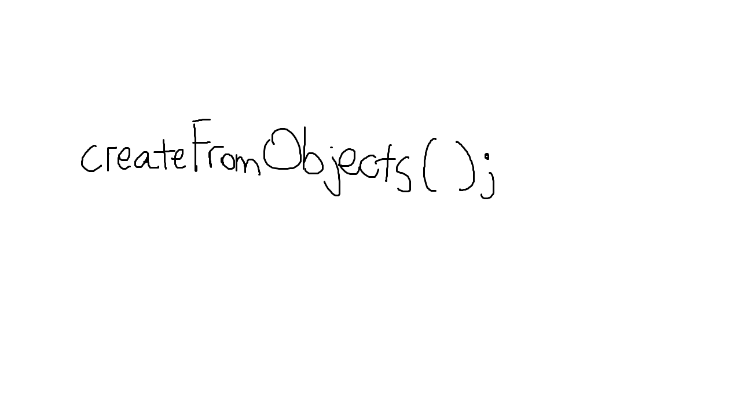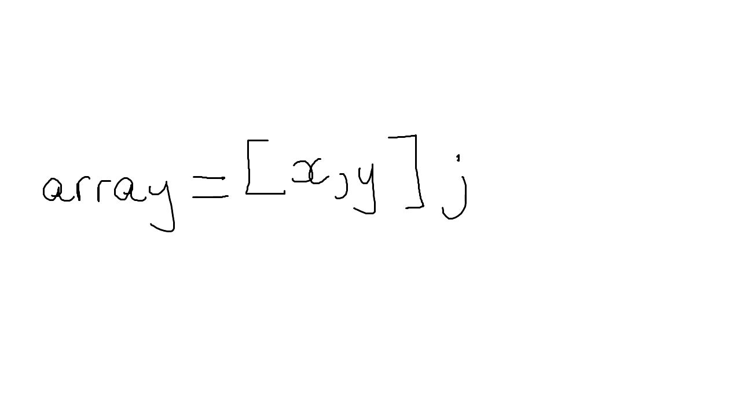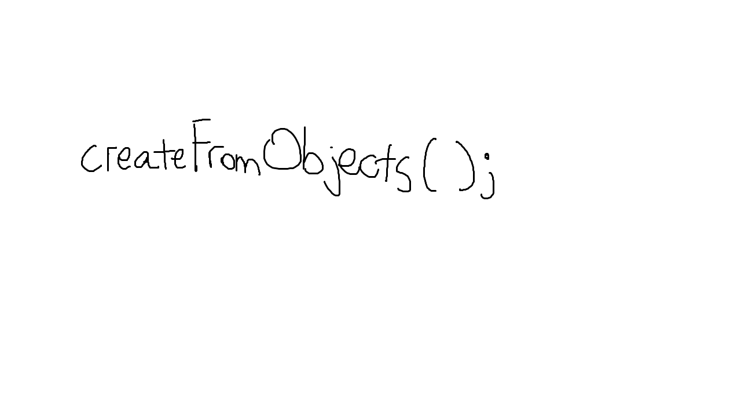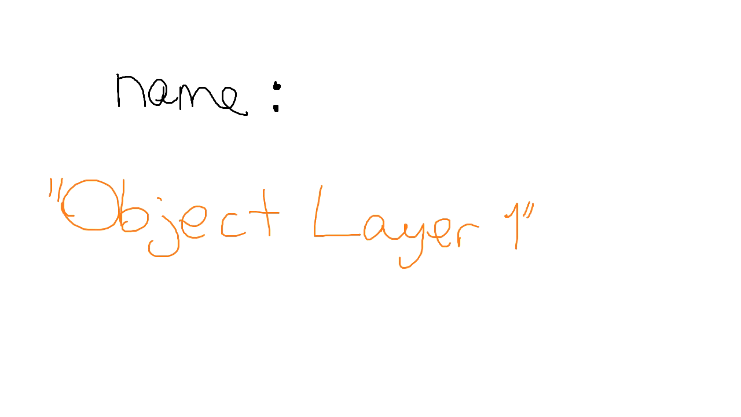CreateFromObjects will take our values specified in our JSON or CSV file. What we want to do is store that data in an array and then place our player to that position. First, let's look at the parameters that createFromObjects requires. It requires a name of our object layer that is stored in the map file.